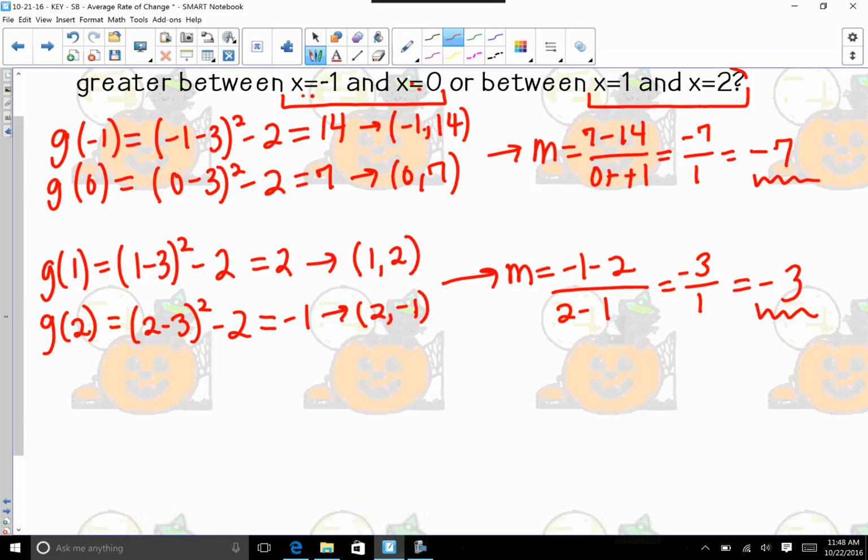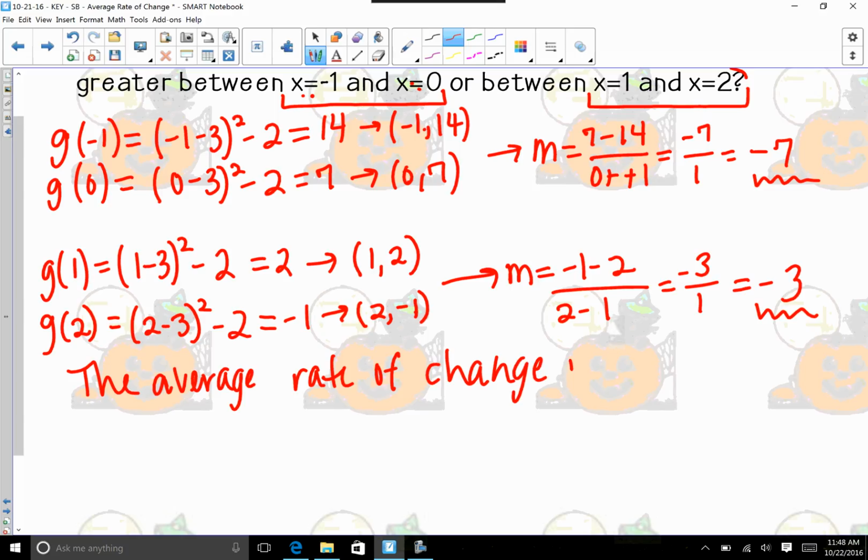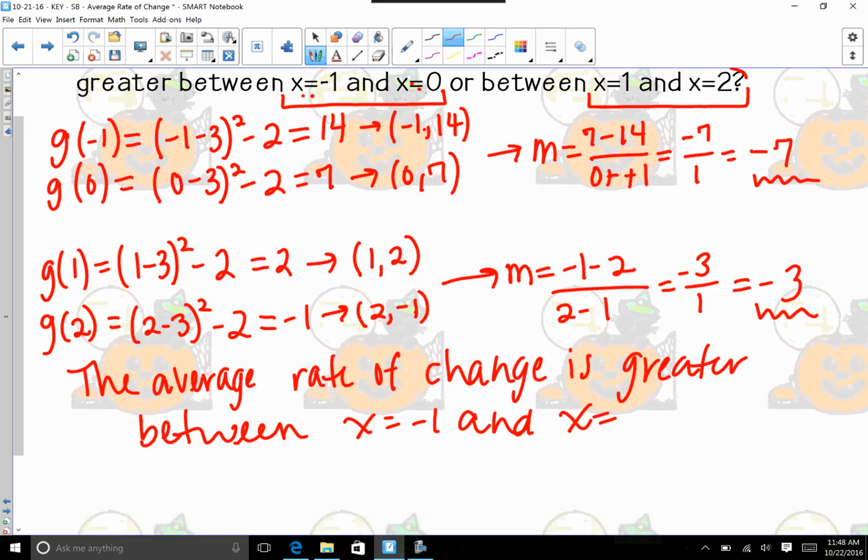So the average rate of change is greater between x equals -1 and x equals 0.